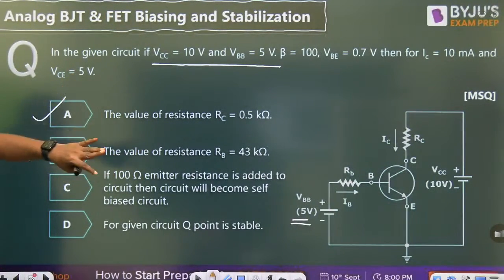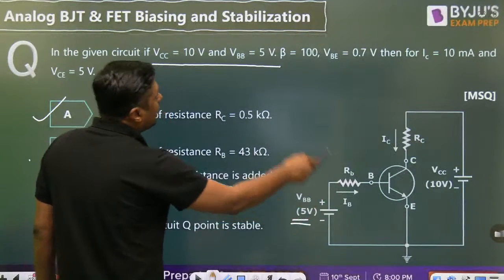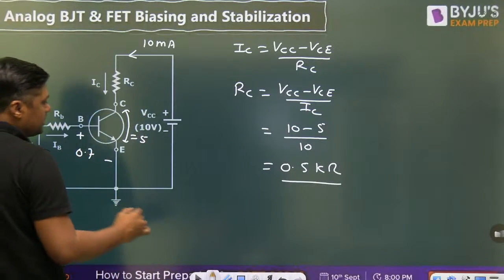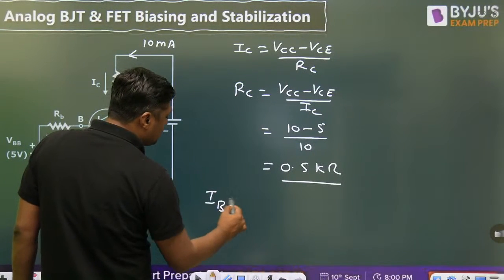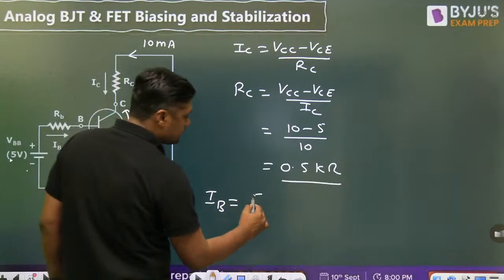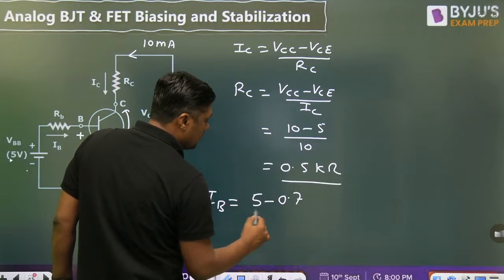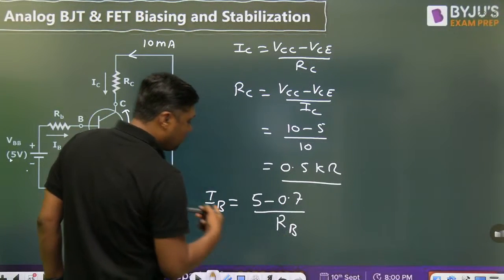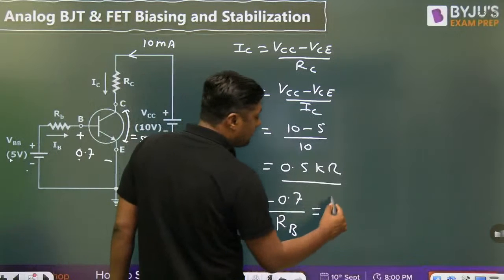Now, if the beta is given, IC is given, you can find the base current. And what is the value of the VB? 0.7. From this, you can write IB is equal to 5 minus 0.7 divided by RB. We have to calculate the RB. And what is the IB? IC by beta.